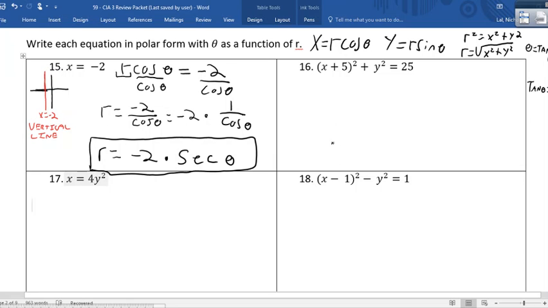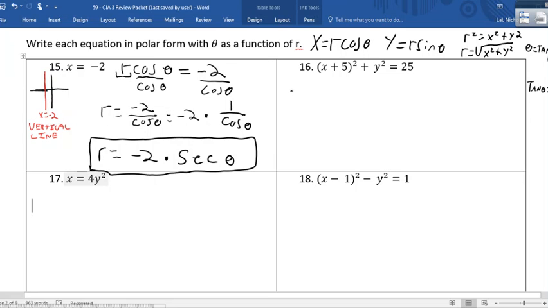All right, our first step for 16 is that this is a circle that is in standard form, and it's going to be easier if we expand it out. So let's expand out our circle. Remember, this is a circle with a center at -5, 0, and a radius of 5. Let's expand things out so we can have a better time translating our rectangular circle into a polar circle.